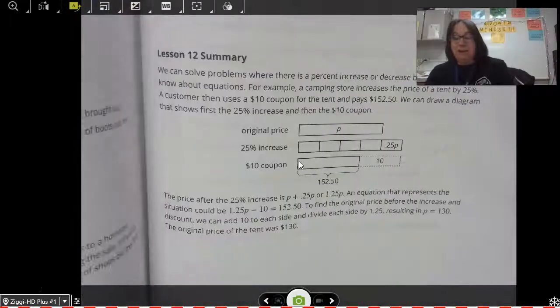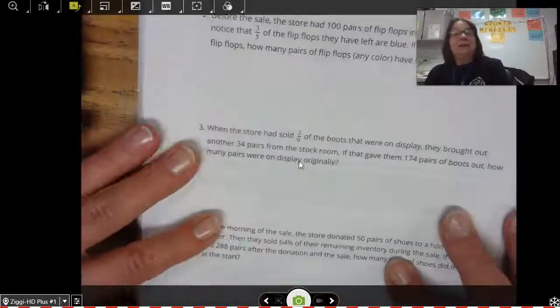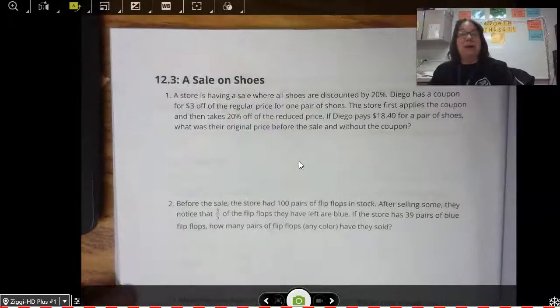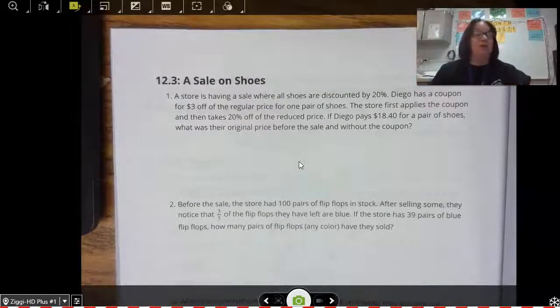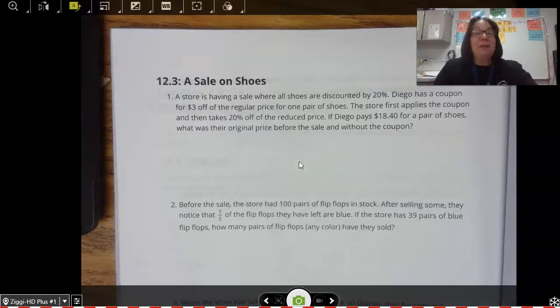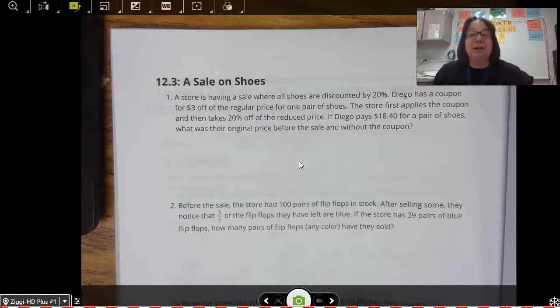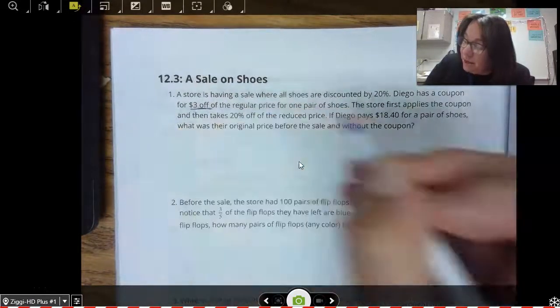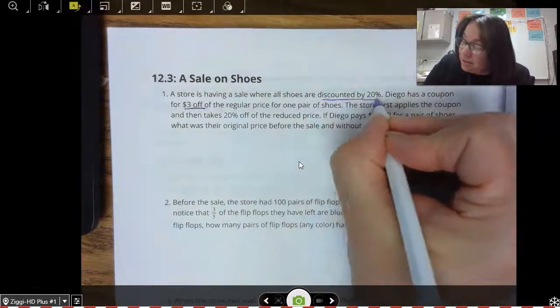All right, let's go to the last lesson for the day, 12.3, and we have different problems that are still going to involve you figuring out which equation to write and then solving that equation. So a store is having a sale where all shoes are discounted by 20%. Diego has a coupon for $3 off the regular price for a pair of shoes. So he's got a $3 off coupon, and they're on sale by 20%.